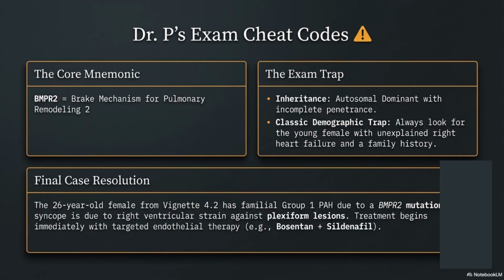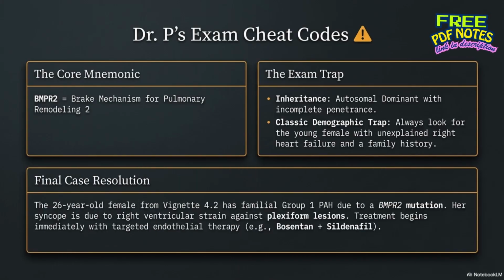Which brings us to our final case resolution for vignette 4.2. The 26-year-old female has familial Group 1 PAH due to BMPR2 mutation. Her syncope is due to right ventricular strain pushing against those plexiform lesions. Her treatment begins immediately with targeted endothelial therapy, utilizing drugs like bosentan combined with sildenafil.